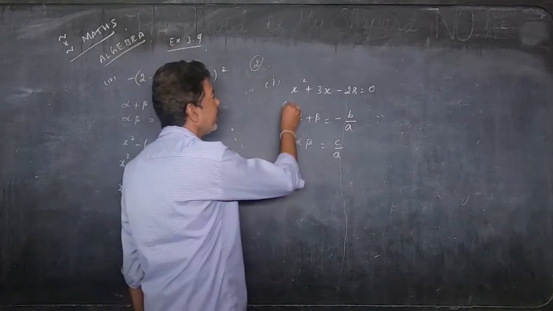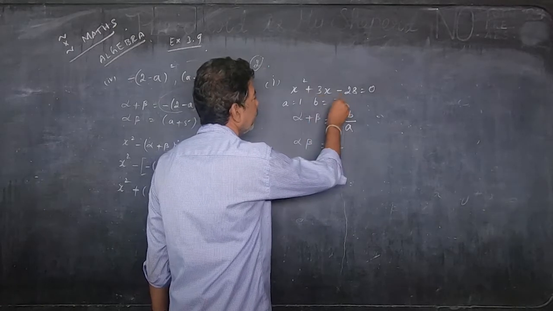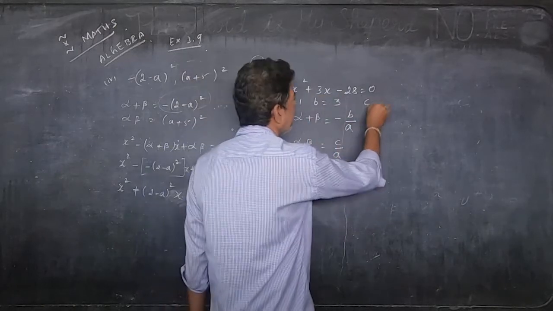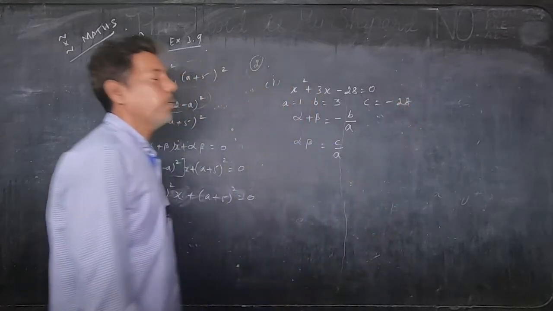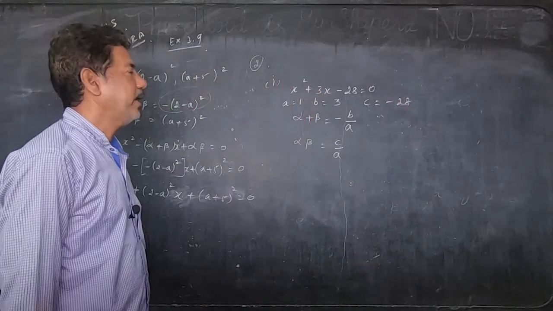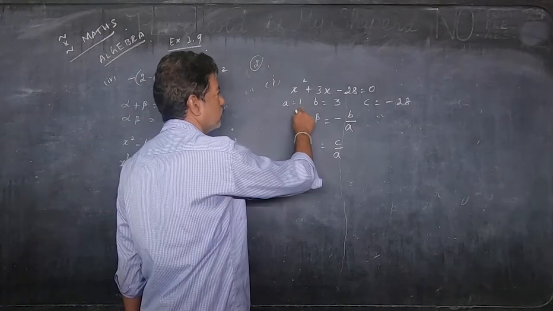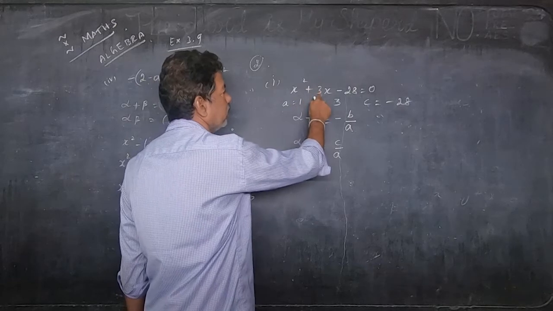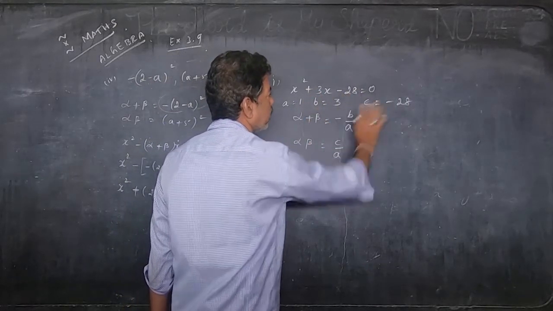What is a here? 1. What is b here? 3. Okay, what is c here? Minus 28. Minus 28. a ஓட வேல்யூ, இதோட கோஎஃபிஷியன்ட் இங்கே இல்லைன்னா 1ன்னு எடுத்துக்கணும், 0 கிடையாது. சரியா? இது வந்து b யோட டேர்ம், இது வந்து c யோட டேர்ம், மைனஸோட சேர்த்து எழுது.